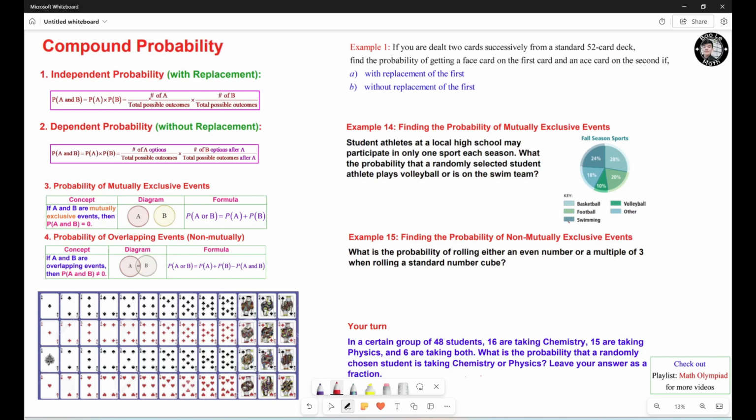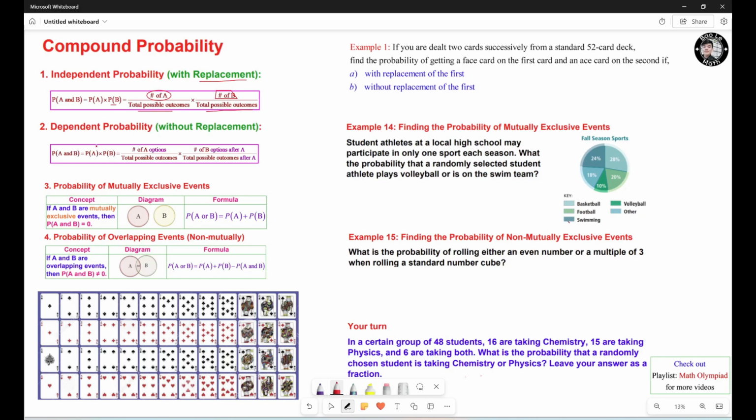Probability of A equals the number of A options divided by total possible outcomes. Probability of B equals the number of B options divided by total possible outcomes. The keyword for independent probability is replacement. Next, we're going to talk about dependent probability.